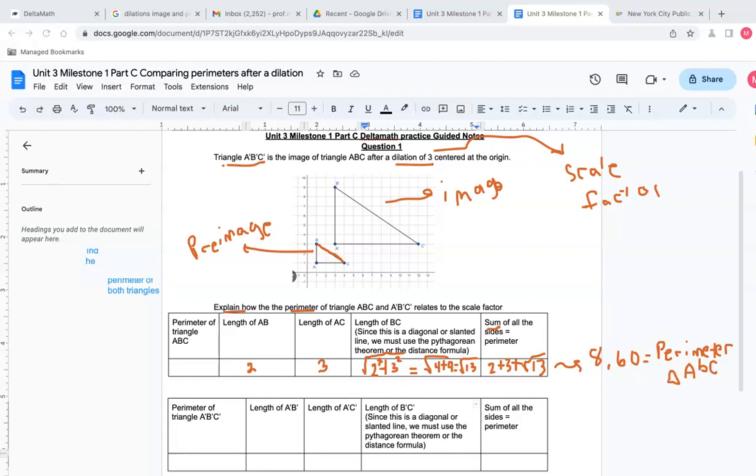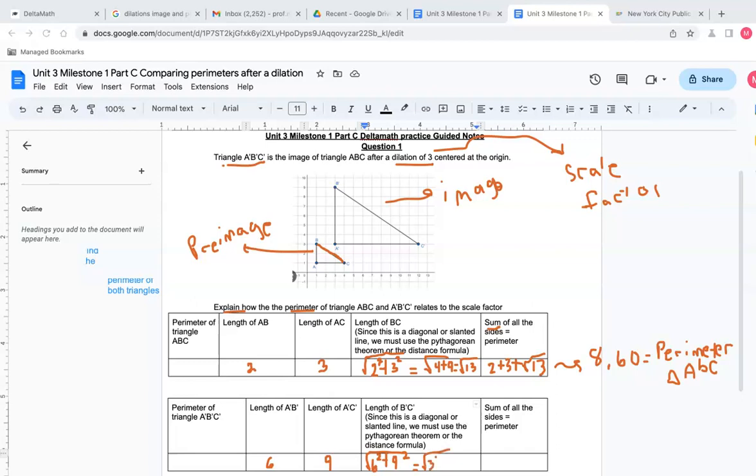Now we want to do the same thing, but for A prime, B prime, C prime, the bigger triangle. So from A prime to B prime, it's 1, 2, 3, 4, 5, 6. And from A prime to C prime is 1, 2, 3, 4, 5, 6, 7, 8, 9. So if I now do the distance formula or the Pythagorean theorem, I'm going to get 6 squared plus 9 squared.